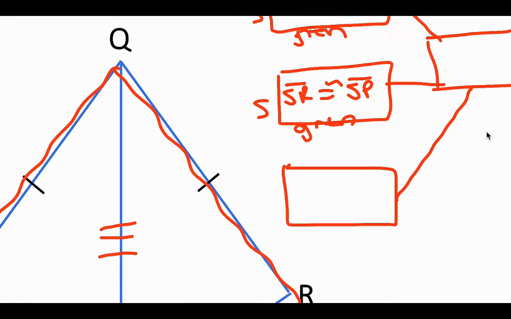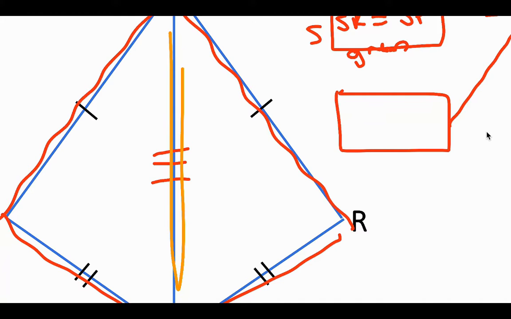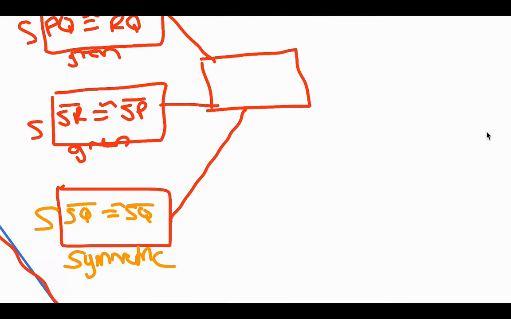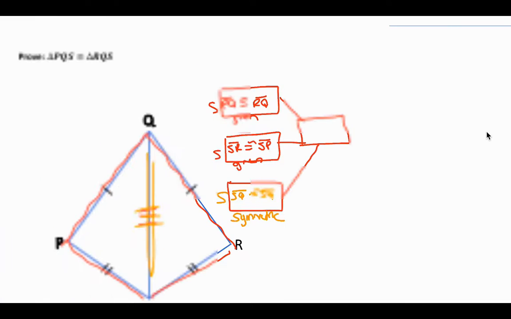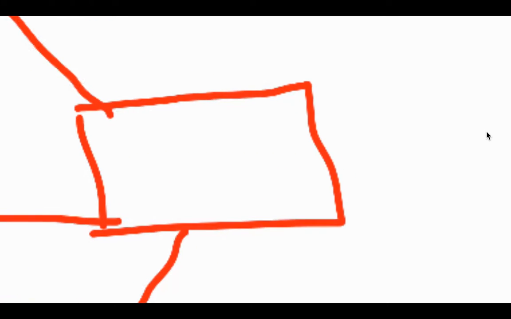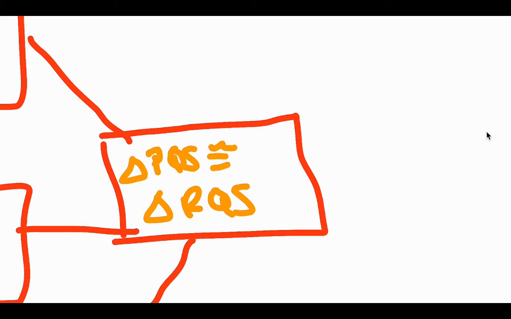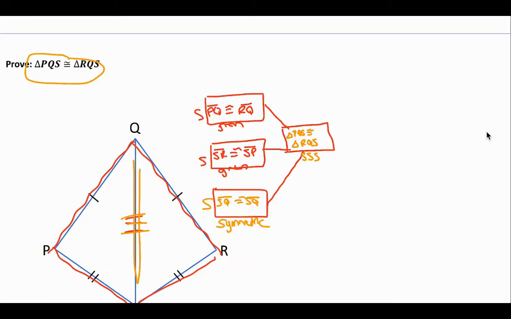And the one that wasn't given to us, I'll just do it in a slightly different color, is that this line segment is congruent to itself. So we are going to call that our SQ is congruent to SQ. You could also say QS. And the reason for that, again, is our symmetric property. When that's all in, you want to make sure that you copy this statement exactly. We're going to say that triangle PQS is congruent to triangle RQS. And that reason was 3 sides congruent, side, side, side.